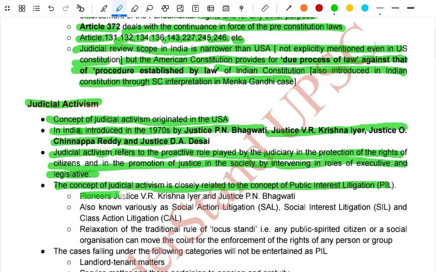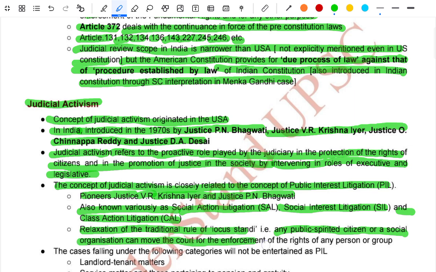The pioneers were Justice V. R. Krishna Iyer and Justice P. N. Bhagwati. PIL is also known variously as social action litigation, social interest litigation SIL, and class action litigation CAL. It involves a relaxation of the traditional rules of locus standi. Any public-spirited citizen or social organization can move the court for the enforcement of the rights of any person or group.